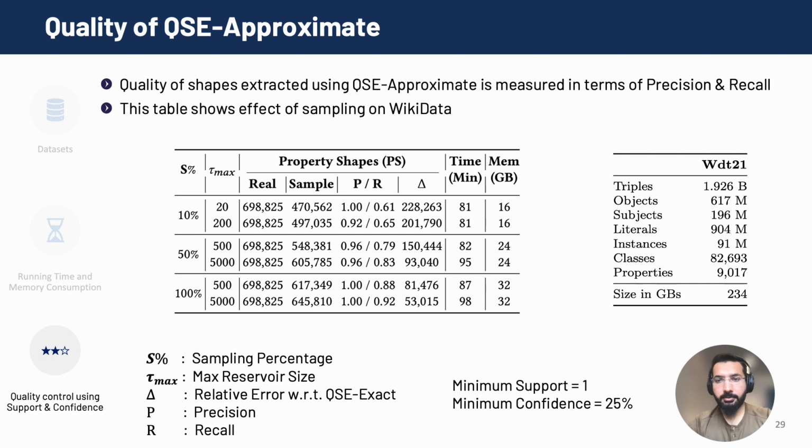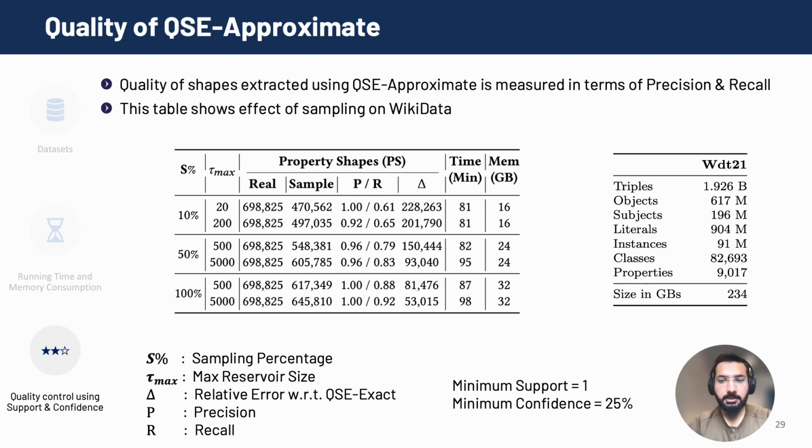We measured the quality of the shapes extracted using the approximate approach by computing precision and recall. This table shows the results on Wikidata, which contains 1.9 billion triples and 91 million instances with 82,000 classes. So this table shows sampling percentages ranging from 10 to 100 with various limits of reservoir size having minimum support 1 and confidence 25%. It shows that QSE approximate is able to sample and extract shapes with 92 to 100% precision with respect to the real graph.